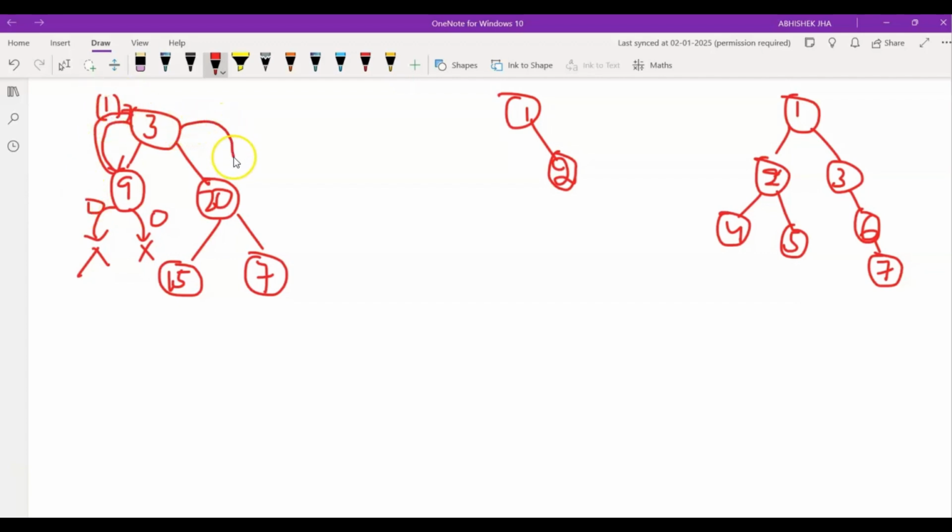In the same way, it gives a recursive call to 20, and again 20 gives a recursive call to its left subtree and its right subtree.